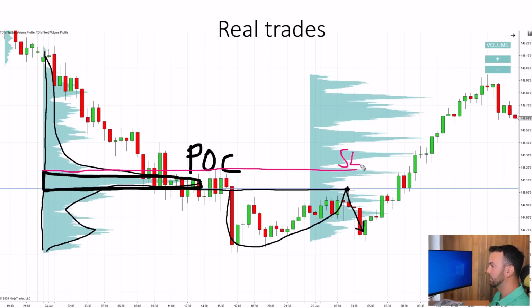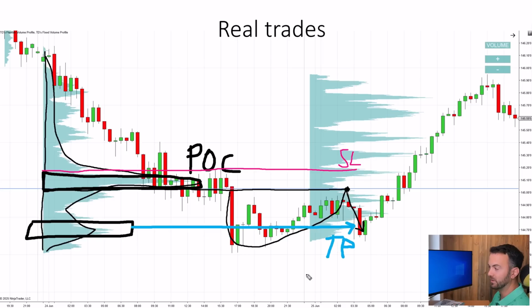And the take profit was based on a heavy volume zone standing in the way. It was this heavy volume zone. So that's why the take profit was in here. It was a trade with a positive risk reward ratio. So it was quite a good trade.